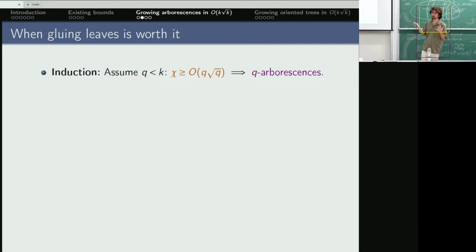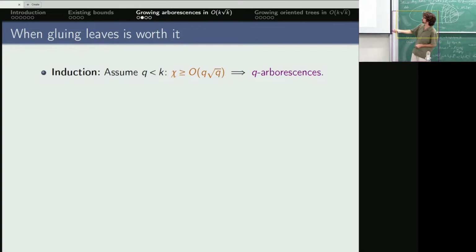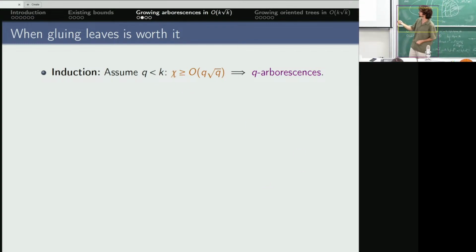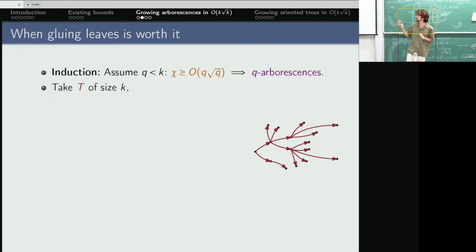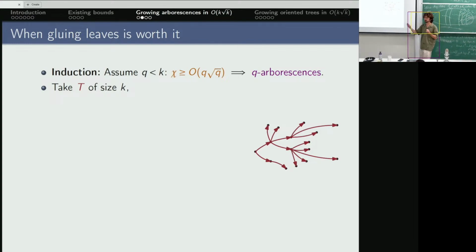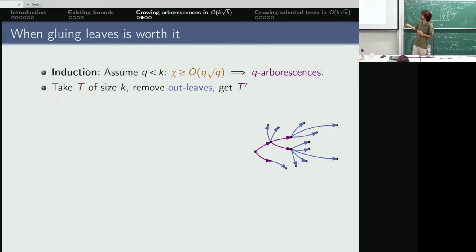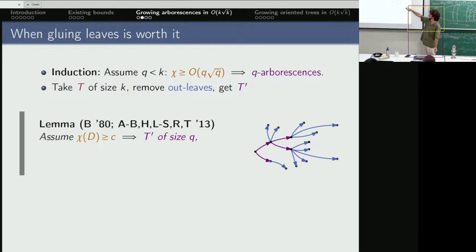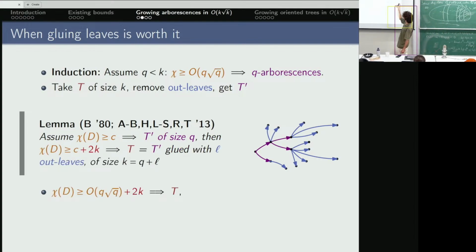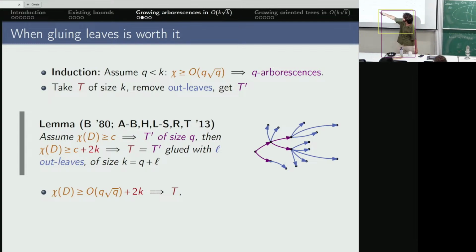So assume by induction that for any q smaller than k, you manage to find that chromatic number greater than q square root of q gets you all q-vertex arborescences. So I'm abusing notation here with the big O. It should really be a fixed constant, but it's easier to write like this. So you take T of size k, and you know that for any subgraph of T of size q, you have your q square root of q bound by induction. So what you do is, obviously, you remove the out leaves of your tree, and you get a smaller tree. By induction, of course, you know that you have your bound for this guy, and you pay just to add the leaves. So the cost for your initial tree, for which we don't know anything yet, will be q square root of q plus 2k, because 2k is the price I'm paying to glue here.